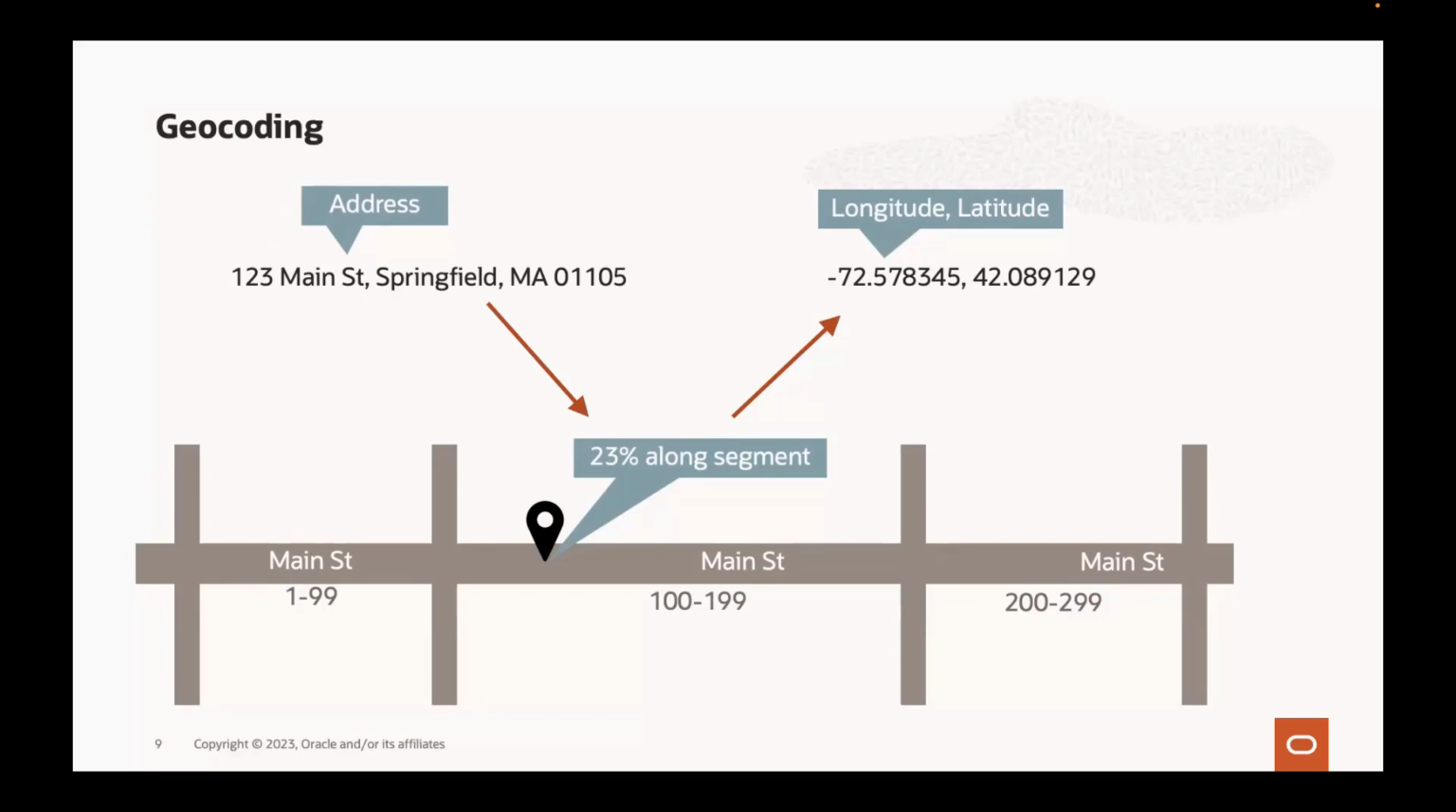And by identifying the road segment that contains the address that is being geocoded, what geocoding does is to interpolate along that road segment the interpolated location of the address in question. So in this case, we have 123 Main Street in Springfield, Mass. And here we've identified the segment of Main Street that contains 123. So it's the 100 block from 100 to 199. And so this is like 23% along, because 123 is a certain percentage of that overall range of addresses.